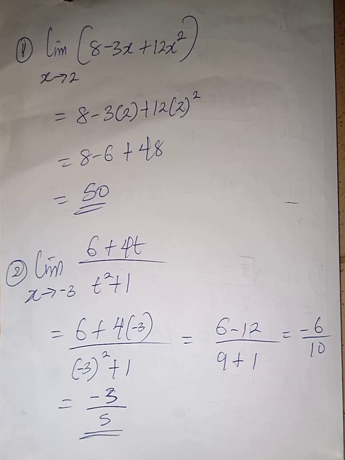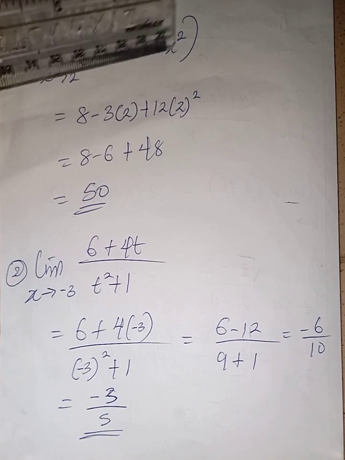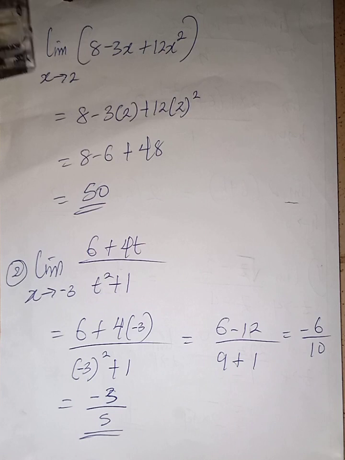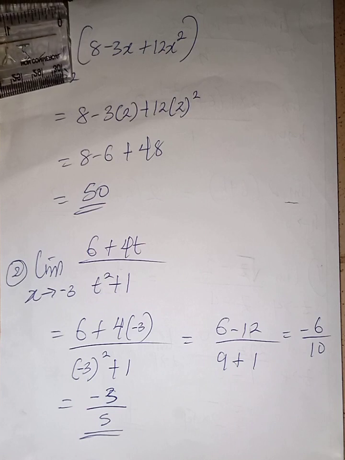Now let's move on to question 1. It says to evaluate the problems. Number 1: limit as x approaches 2 of 8 minus 3x plus 12x squared. So we are going to take the limit of this function as x approaches 2.